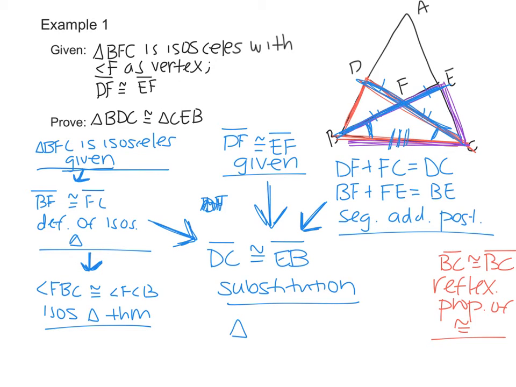So by side, angle, side, I have proved these two triangles to be congruent. Triangle BDC is congruent to triangle CEB by side, angle, side. Now, since I'm using three things, I have to make sure I have three things. Here's the side I used, here's the angle I used, and here's the other side that I used. So when you're proving something by side, angle, side, I better have three arrows feeding into it.